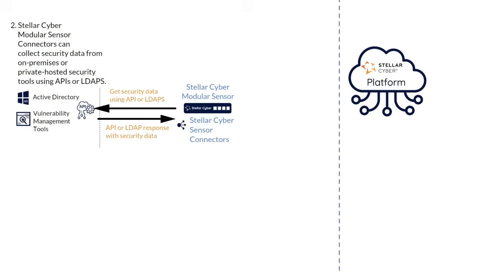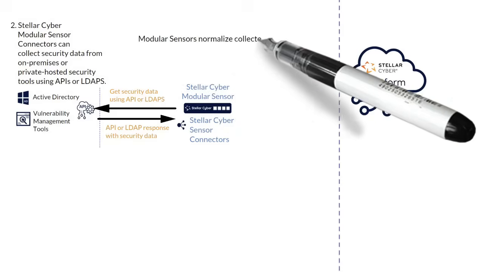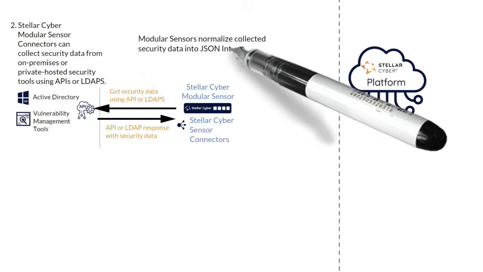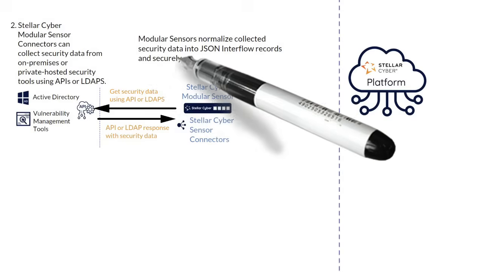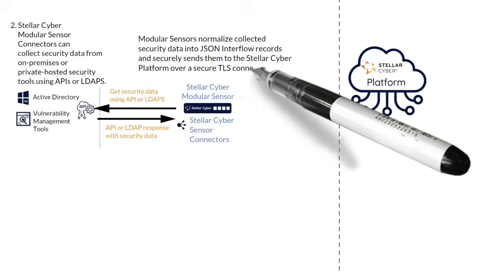Connectors to vulnerability tools such as Tenable can obtain valuable scan data as well as launch scans within the organization. After collecting the information, the modular sensor normalizes it into JSON-formatted interflow records. These interflow records are securely transmitted to the Stellar Cyber platform over an encrypted TLS connection.